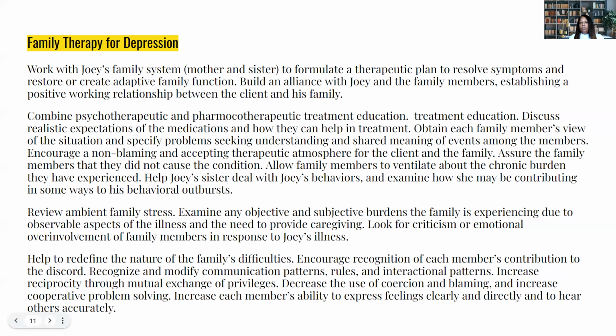An event can happen to a family, and it can be affecting all three people in different ways. Okay, Joey's going through depression. The sister could be having a different affect. The mom could be having a different affect, and all of them together in that household is not helpful.